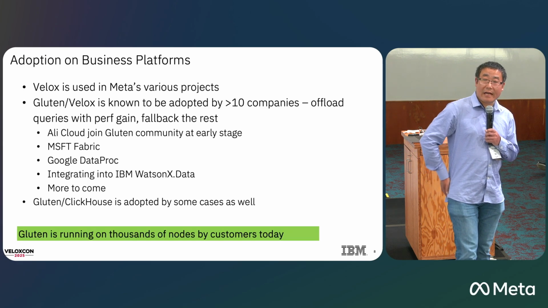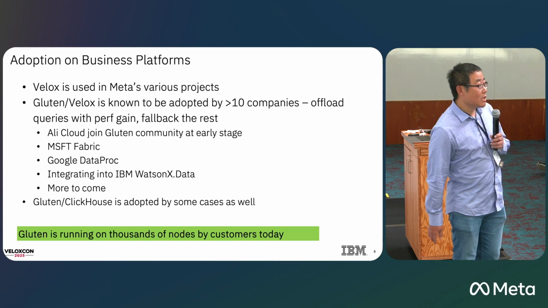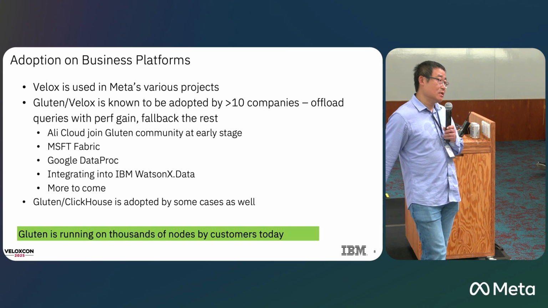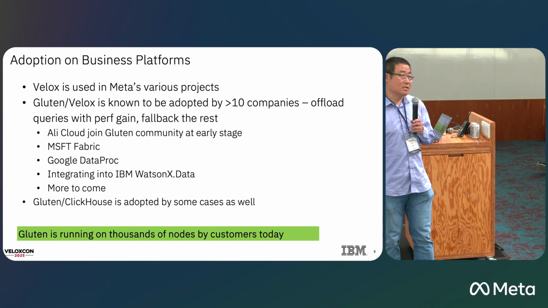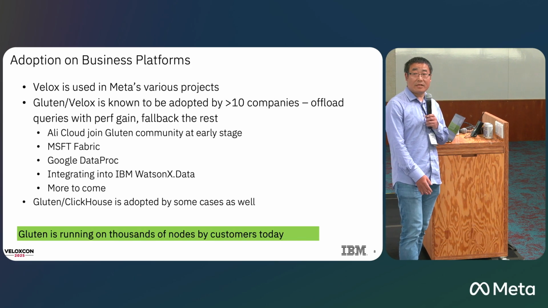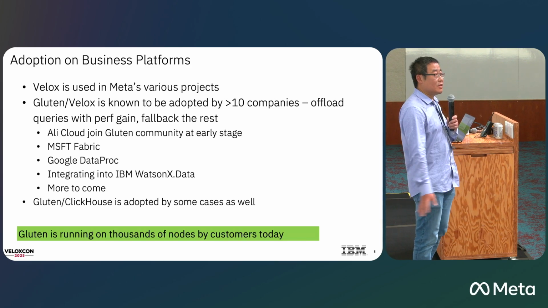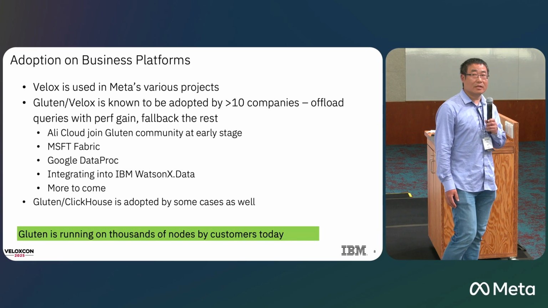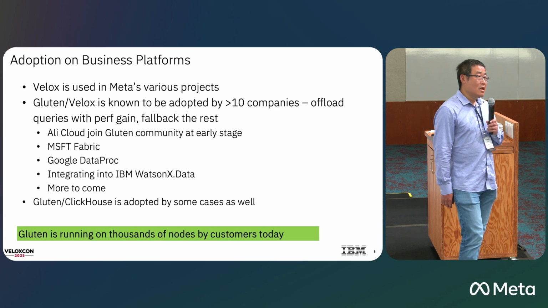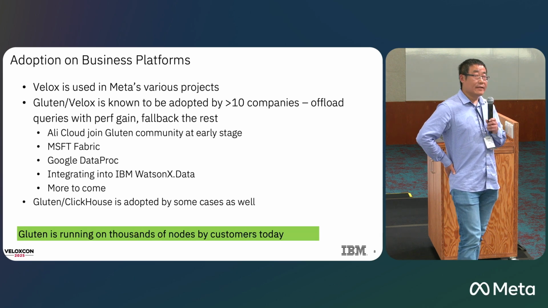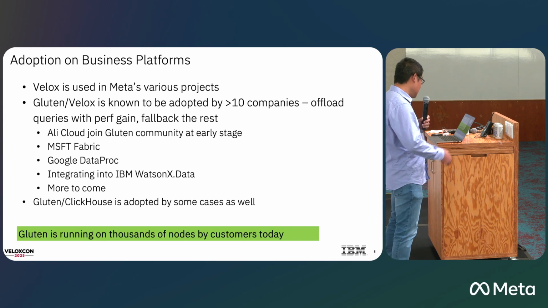What I want to highlight is that Gluten is currently already running on several nodes in those big clusters. Some of our customers told us it's really amazing and the performance is very good. Like Meituan, they claimed 40% resource saving. It's amazing.